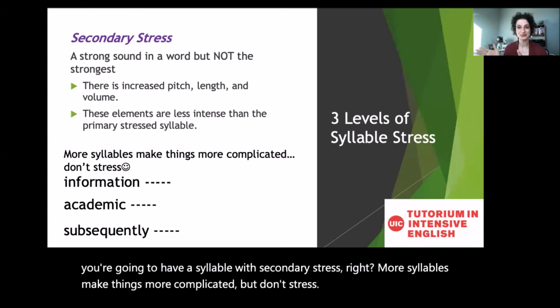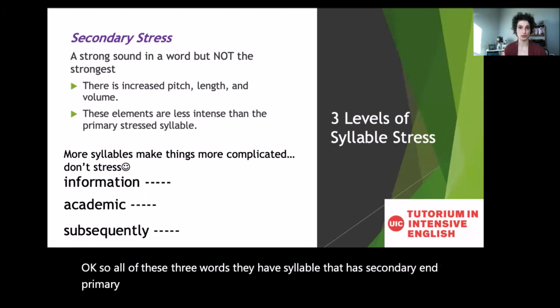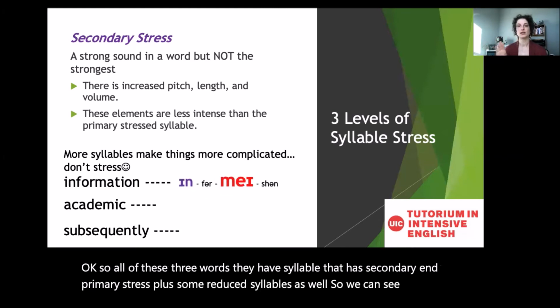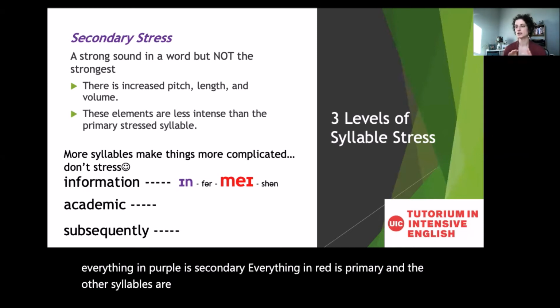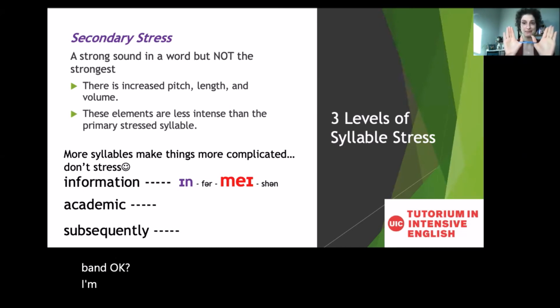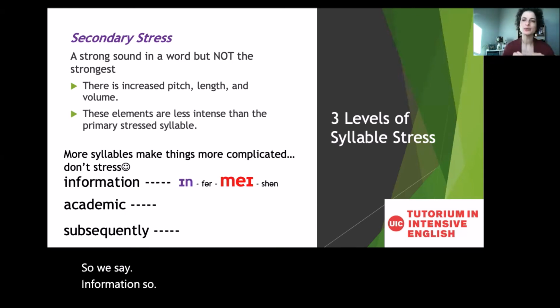Okay, so all of these three words have a syllable that has secondary and primary stress, plus some reduced syllables as well. So we can see everything in purple is secondary, everything in red is primary, and the other syllables are reduced. All right, so let's practice this with our rubber band, okay? I'm going to make it so you can see my hands and my mouth. So we say information. So I do pronounce that first syllable a little more strongly than some of the reduced syllables.